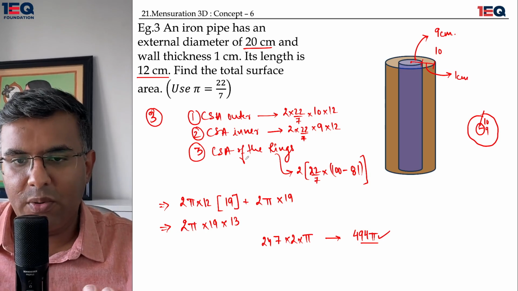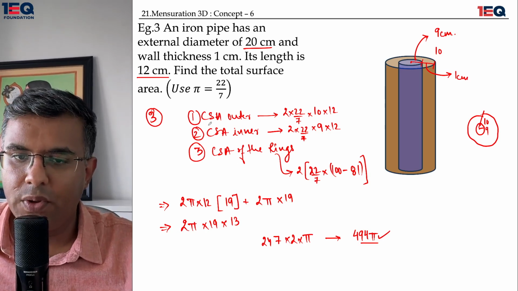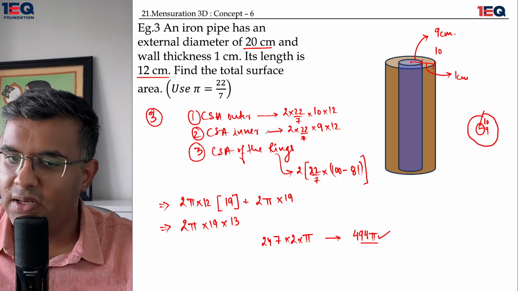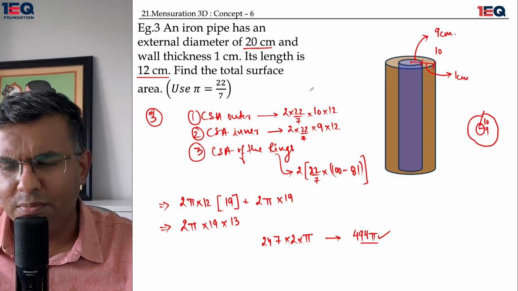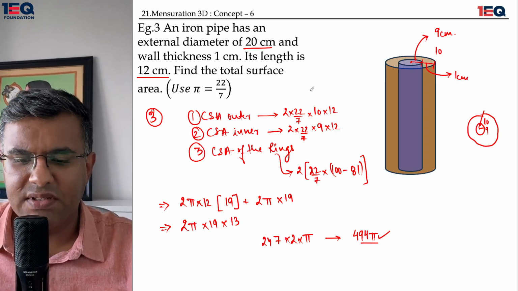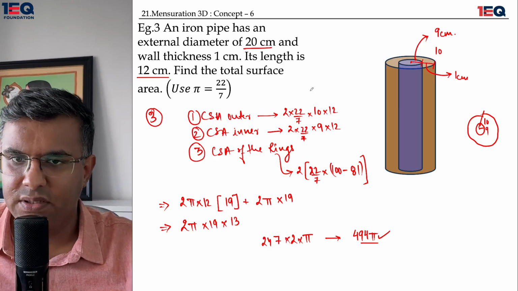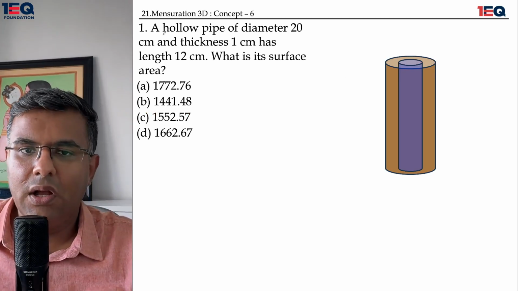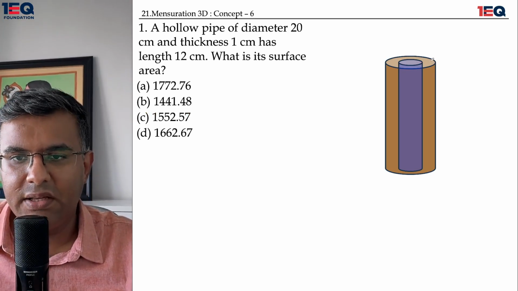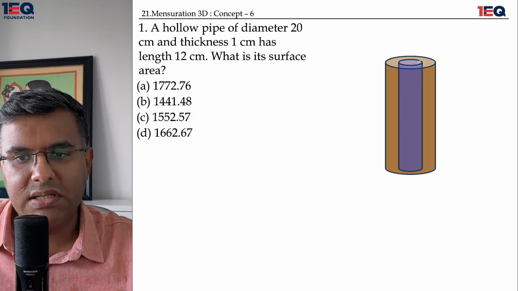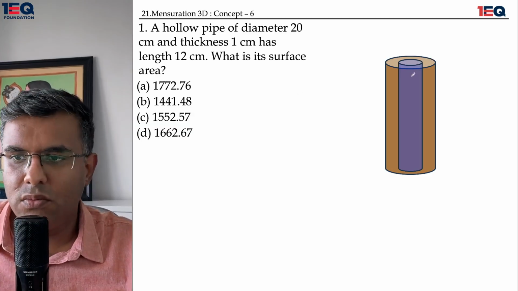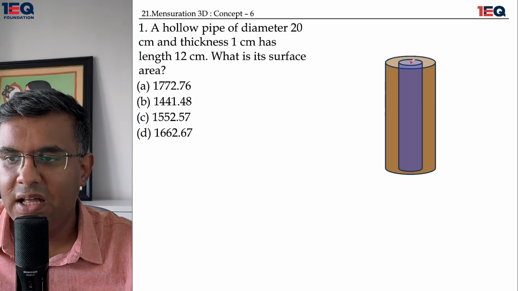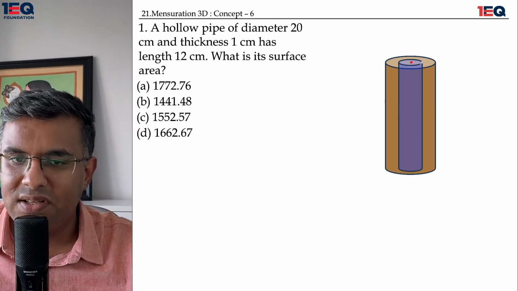I hope you are able to understand the steps that I'm talking about. The first one being the CSA outer, the second one being the CSA inner, and the third one being simple areas of the rings. Good enough? Let's go ahead. A hollow pipe of diameter 20 and thickness 1 has this. What is its surface area? Okay, so the only difference between the previous question and this question is that in the previous question we had to consider the rings.